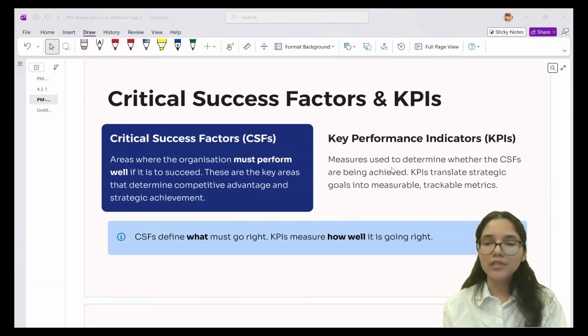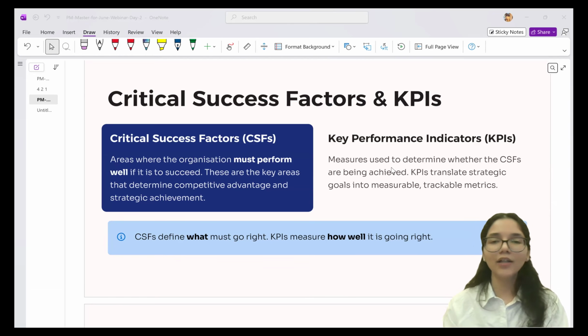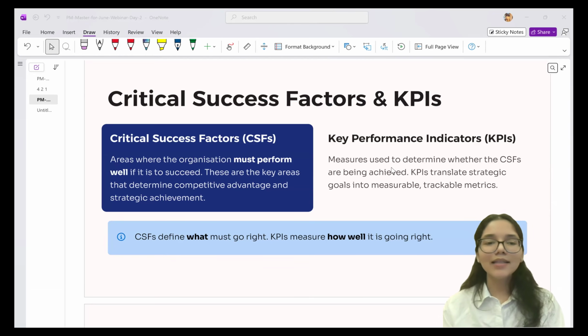A lot of the students, before I explain this, I would like to ask you people, can I say that CSFs are the same as KPIs? Will I be right if I say so? Critical success factors are the same as KPIs. Can you people help me? Am I saying correct? No, absolutely. You people are correct. These are two different things.